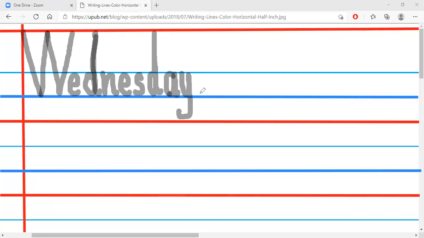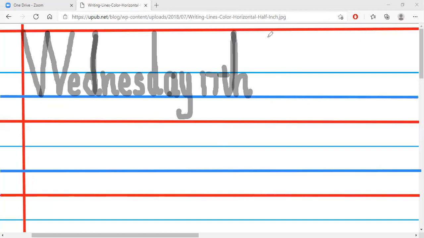Now today is the 17th. So we write 1, 7. Let's do the TH. And we go all the way up without stopping. Right? Go ahead, make it neat. And then we come back down because H is also an ascender. When the ascenders go up, they come back down. Don't forget to cross that T. So we have Wednesday 17th.